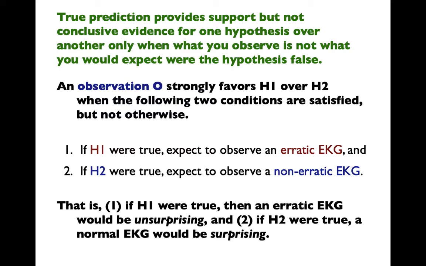Recall the surprise principle applied. If H1 were true, we would expect to observe an erratic EKG when they connect the person up to a machine which shows the electrical rhythm of the heart. And if H2 were true, we would expect to observe a non-erratic EKG, a normal EKG. So our prediction is we're going to see an erratic EKG if the person is having a heart attack. If we do not see an erratic EKG, that is going to be a reason to rule out hypothesis 1 and favor hypothesis 2. Of course, you'd have to continue. Hypothesis 2 just says it's not a heart attack. You'd have to continue and branch that off into other possible explanations.